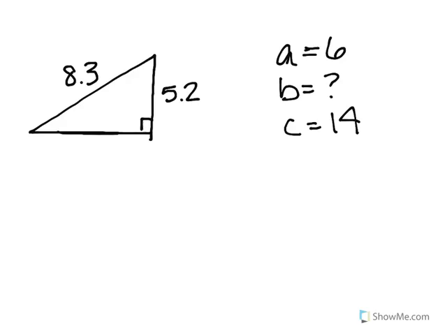These are the two problems that I'd like you to find the missing leg for. So the hypotenuse is 8.3. The leg is 5.2. You find this leg, which we'll call A. And then the second problem here, the leg is 6. The missing leg we don't know. And then the hypotenuse is 14. So do those two problems in addition to the previous two and have them ready for class tomorrow.